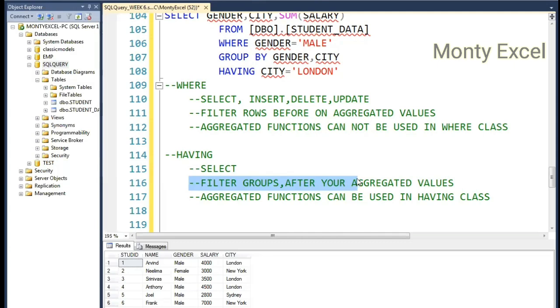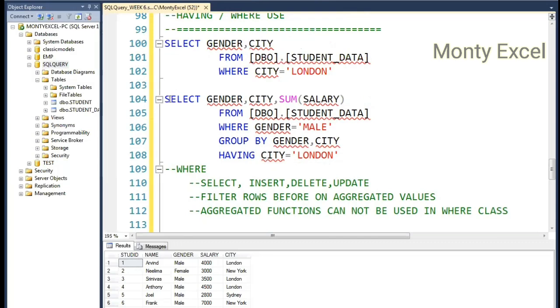You already summed up salary, and again you want to put a condition. There we cannot use WHERE, so we need to use the HAVING condition, so this comes afterwards. The last one: aggregated functions cannot be used in the WHERE clause. Aggregated functions can be used in a GROUP BY, HAVING clause.